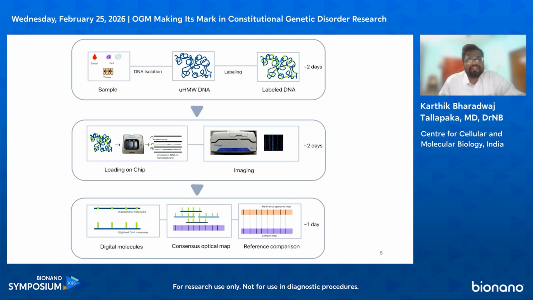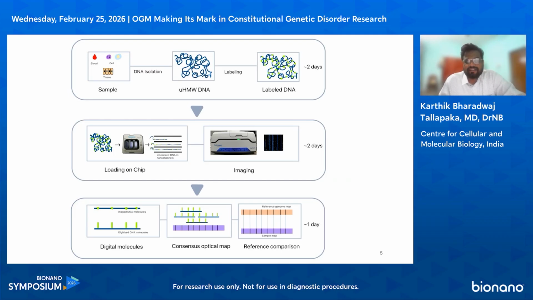The way it works is that the most important thing is the extraction of ultra-high molecular weight DNA, and the enzyme recognizes the hexanucleotide sequence, which is randomly dispersed across the human genome, and labels it with a fluorescent dye. Once the labeled DNA is loaded onto the chip, it passes through nano channels, and the machine captures these images. And these images are further converted into digital molecules and consensus maps are generated.